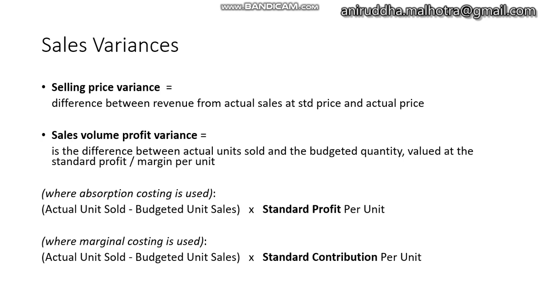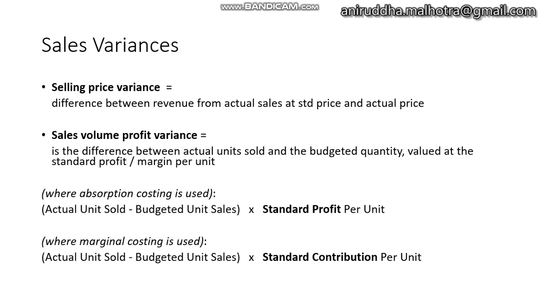Sales volume variance overall concept remains the same, where you're trying to identify or calculate the difference between the number of units that you should have sold as per your budget compared to what you actually sold. And then you either multiply it by your standard profit or your standard contribution, depending on which costing method you are using. And hence you can have two different types of sales volume variances. So if you're going to use absorption costing, then you'll multiply it by the standard profit, which is simply revenue minus total cost. However, if you're going to use marginal costing, then you're going to use standard contribution.